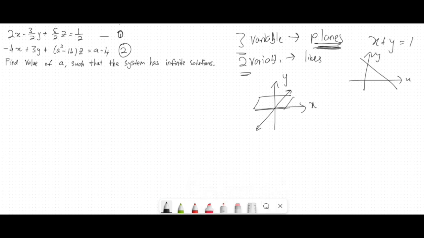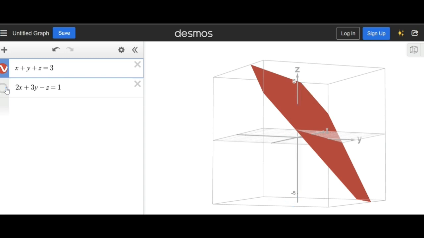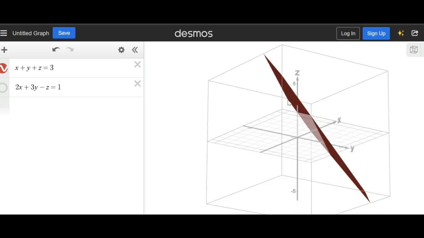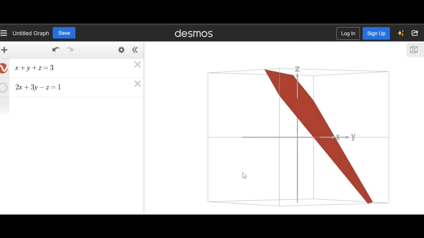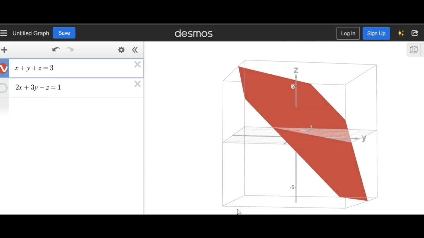Right, let's look at this example here. You can plot this yourself in Desmos. You just search up Desmos 3D. You can see, okay, this is a plane. Example, x plus y plus z equals to 3. This is a plane. You can see that it's a flat surface in a three-dimensional space. Right? And it goes on infinitely. Just like a line, it extends infinitely. Alright, so now we have an idea of what is a plane.